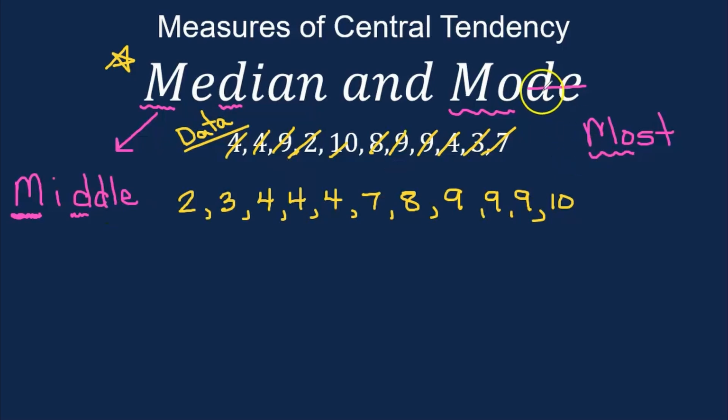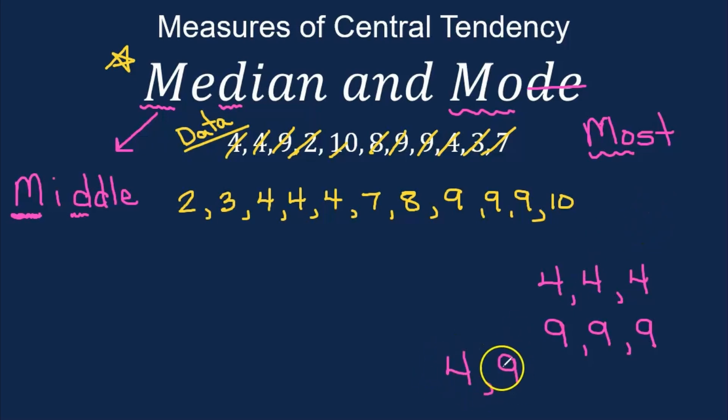So for the mode, which is the number that is listed the most, we can look and see that we actually have 2 different numbers that are listed the most. We have 3 4s, and we also have 3 9s. And the cool thing is, you don't have to choose. The mode is actually 4 and 9. You can have 2 modes.